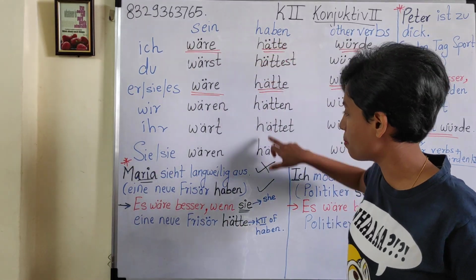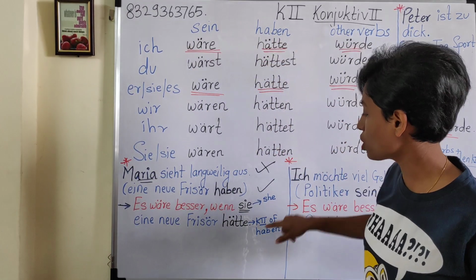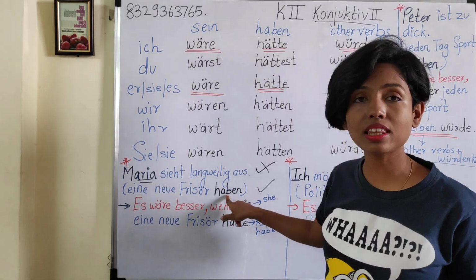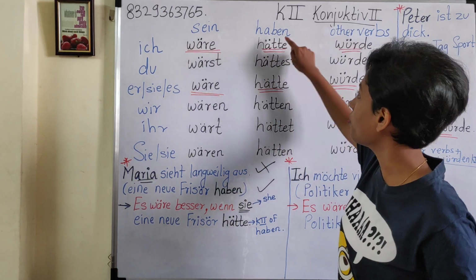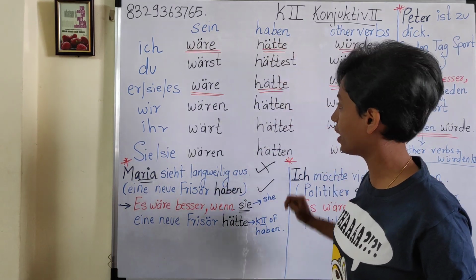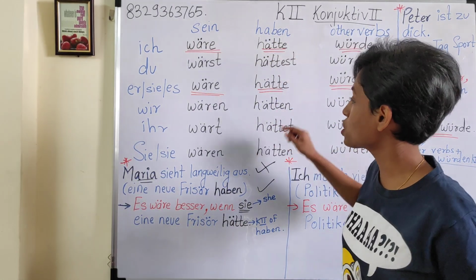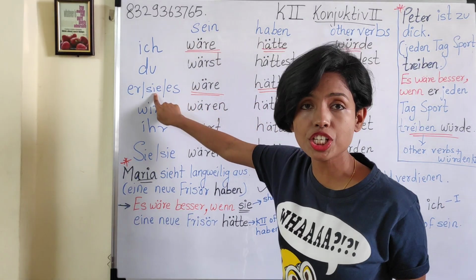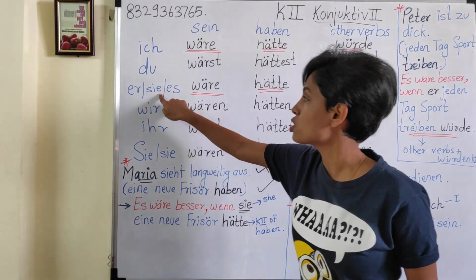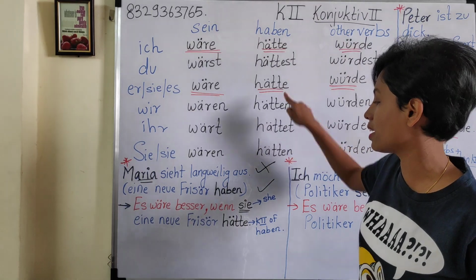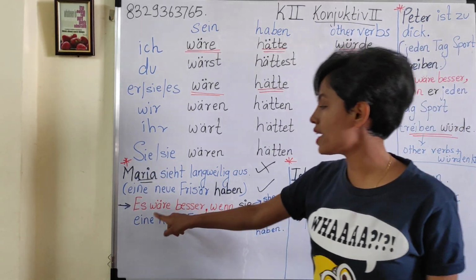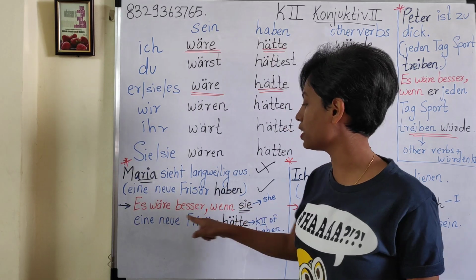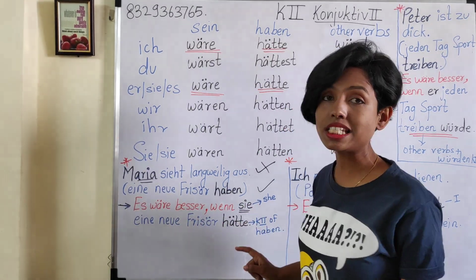So K2 of haben are these words. So I have to just convert the helping verb into K2. Now which form can I write, because we have so many options? The word which comes in front of she, this is sie, right? So the word which comes in front of sie, we will write. So sie, and then because of sie I have written hätte. So: Sie wäre besser, wenn sie einen neuen Friseur hätte.